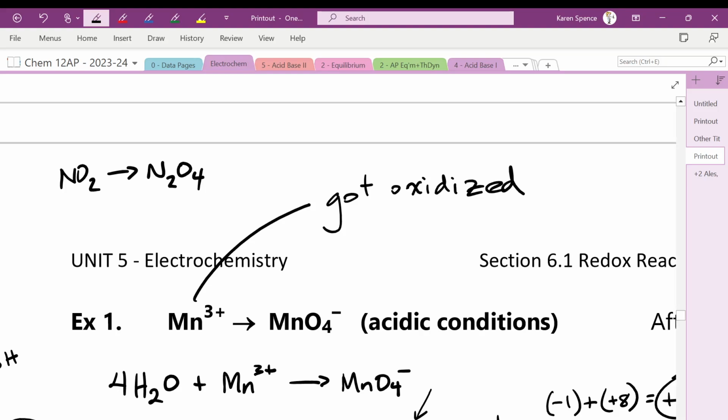Now, if Mn got oxidized, therefore it must be the what kind of agent? Be the reducing agent. And if you're not feeling awesome about that, make sure you do 6.1c and go hang out with Tyler, because Tyler does a beautiful job explaining. At least I think he does. You might disagree with me, I don't know.